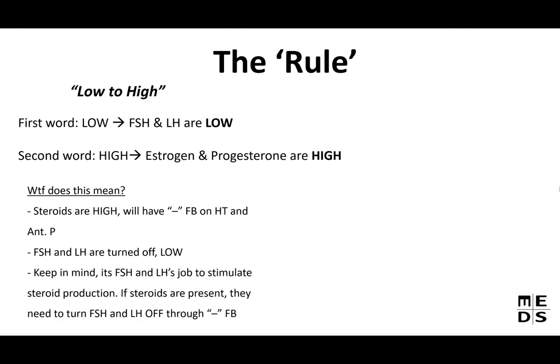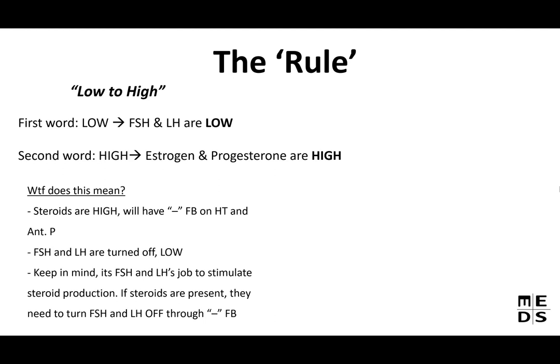When the steroids are high, they will have negative feedback telling FSH and LH, the hypothalamus and the anterior pituitary, hey, we have enough steroids, stop sending us messages. We don't need that signal anymore. Steroids can actually loop back around and tell the hypothalamus and the anterior pituitary, hey, stop releasing FSH and LH, we're good, we have enough steroids. So you can see here that FSH and LH are going to be turned off. Keep this in mind: FSH and LH's job is to stimulate steroid production, so if they're present, the steroids are going to go back and turn them off.